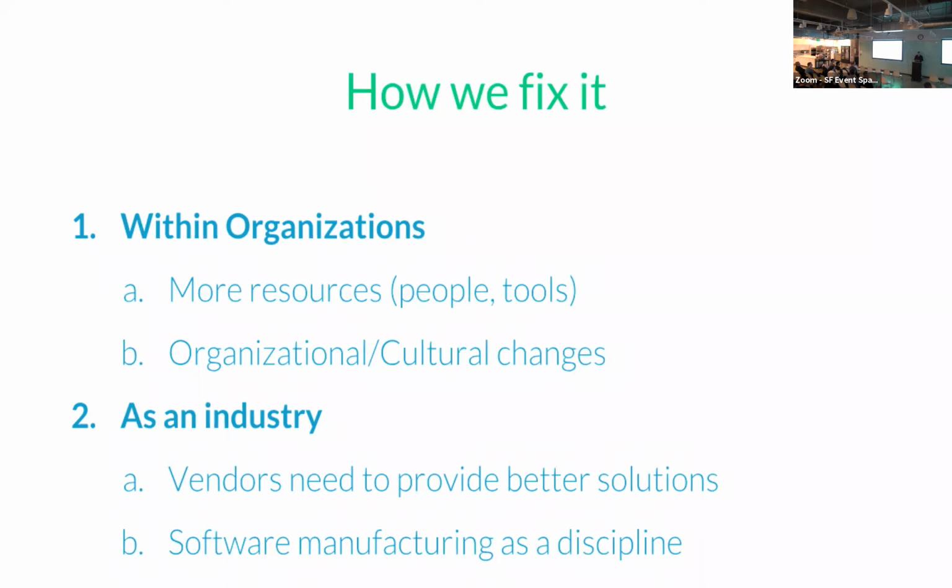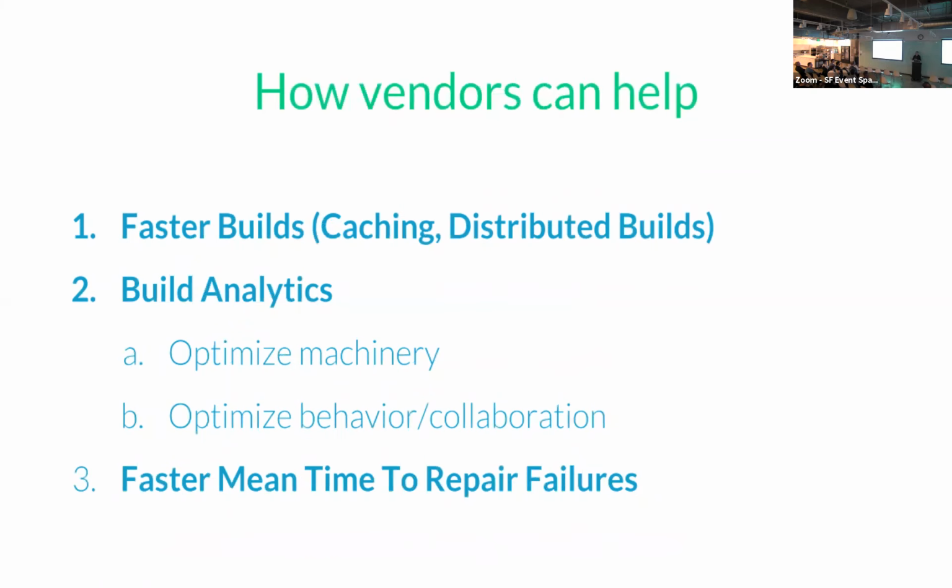Anyhow, so what can vendors do in this area? So for me, very important is faster builds, right? And it cannot be fast enough. So we will talk today about caching. I will talk a little bit about distributed builds later on as a roadmap thing. But then a very important part is build analytics.